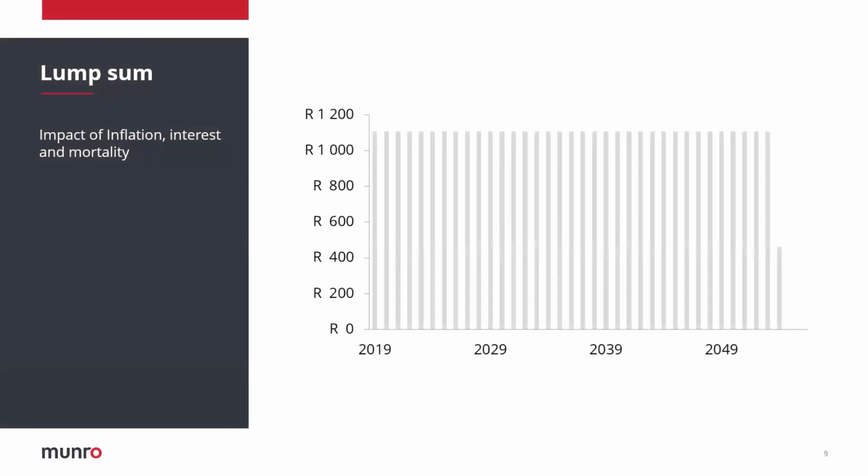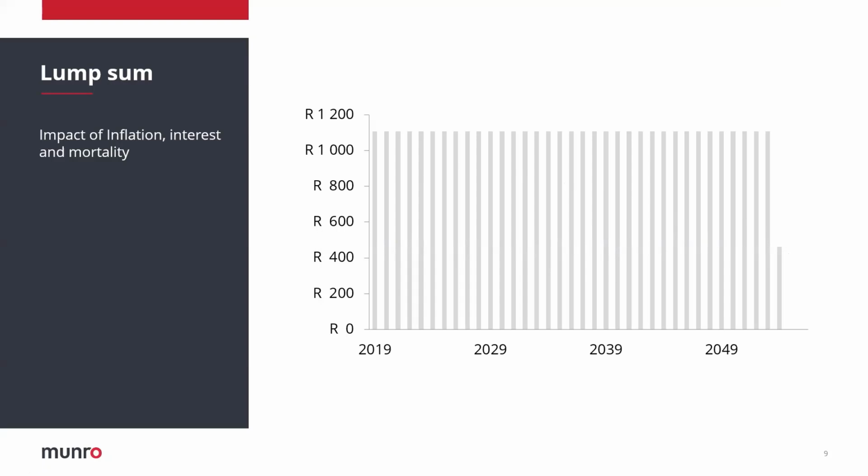And then furthermore, now we can look at the lump sum. This lump sum actually also shows you the impact of inflation, interest, and mortality. So that 1,000 that I mentioned a few slides back in 2018, we can see here that in 2019, it's actually higher than the 1,000. But towards the end, which is closer to retirement for this person, it's actually getting lower.